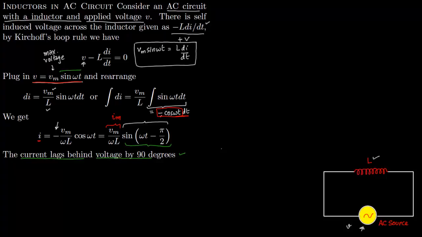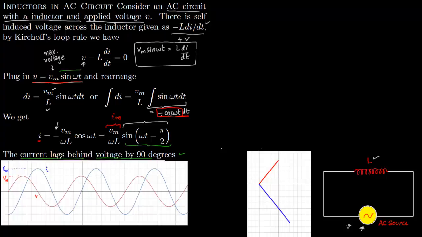This is how we show it in the graph. Say the red is the voltage and blue is the current. The current is lagging behind voltage by 90 degrees. This is the maximum value of the current, and we have the maximum value of voltage here.